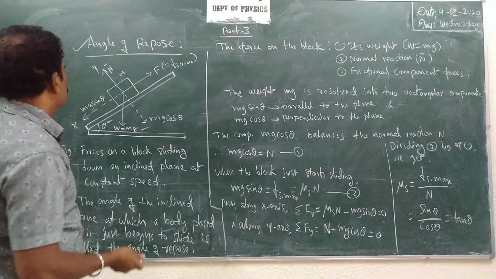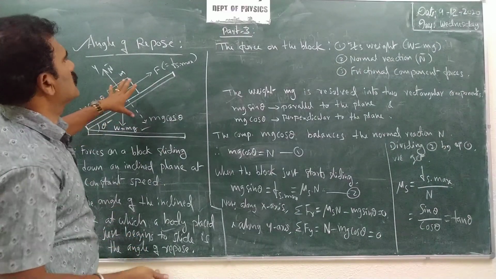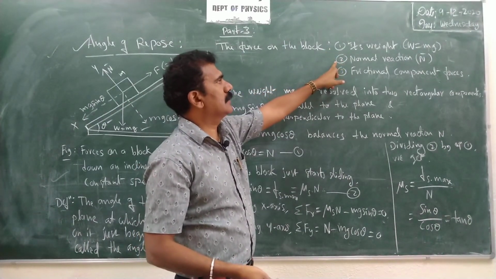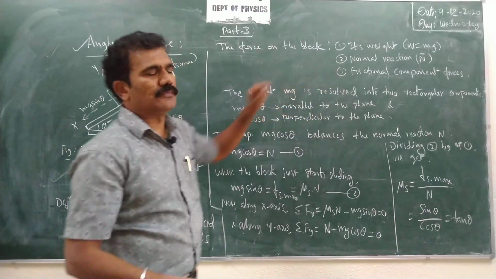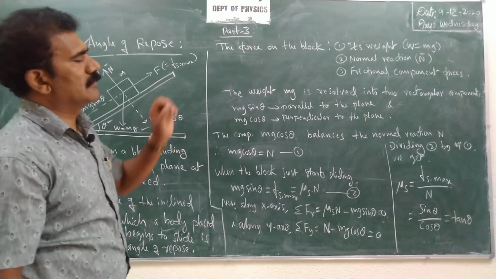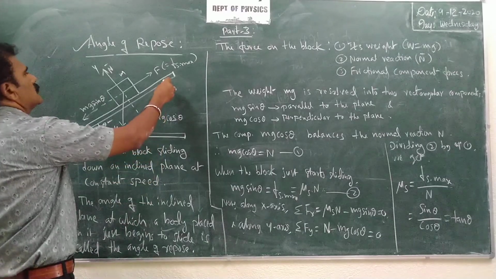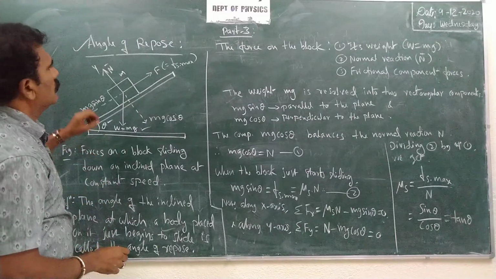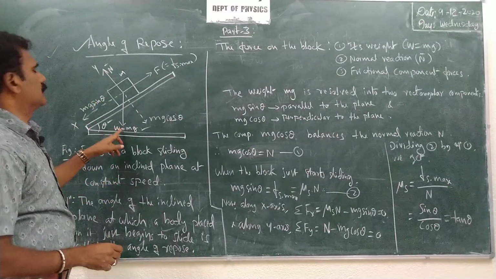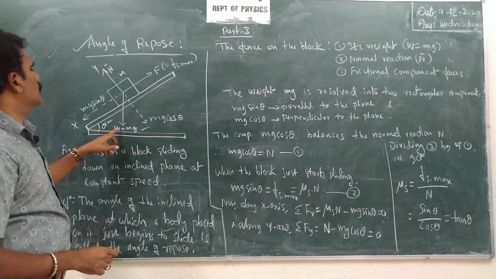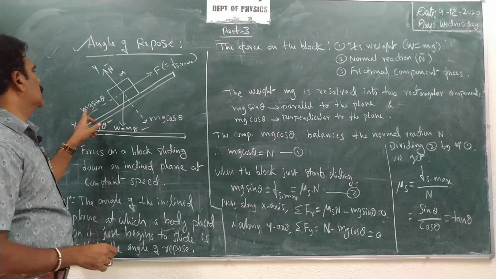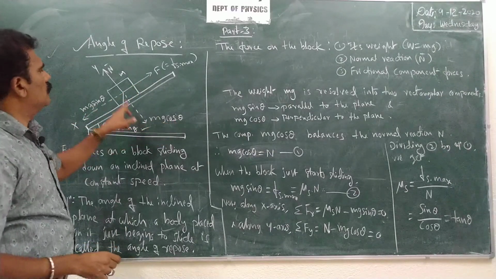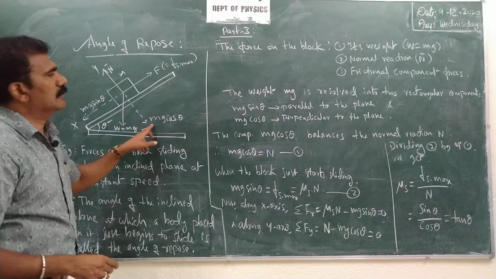Now we can justify the forces on the block: its weight W, the normal reaction N, and the frictional force. See, if you consider the frictional force as equal to Fs maximum, the component forces are due to its weight. The weight can be resolved into two components: mg sin theta, which is parallel to the plane, and mg cos theta, perpendicular to the plane. That is what we can understand here.